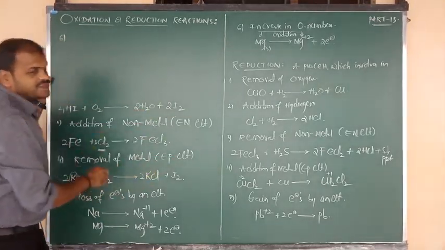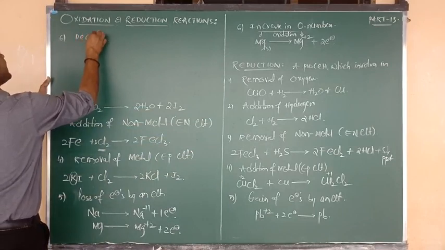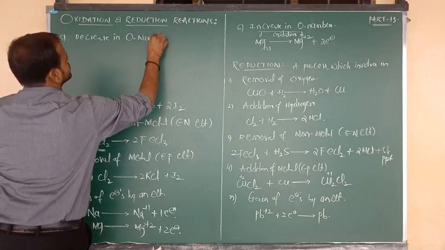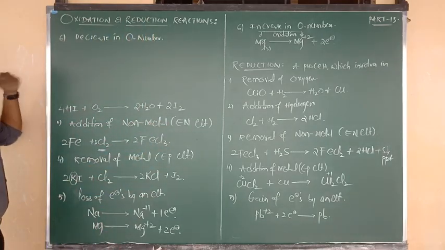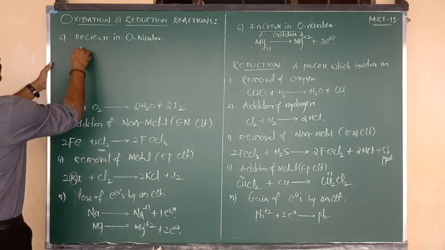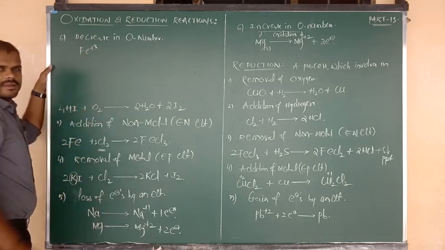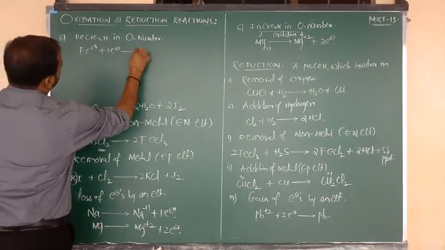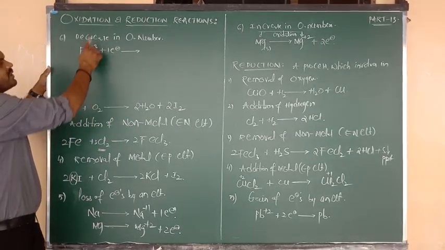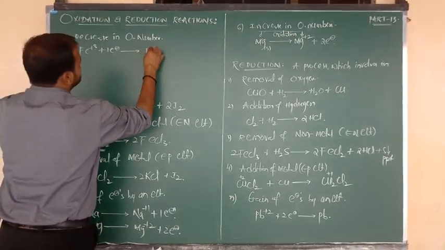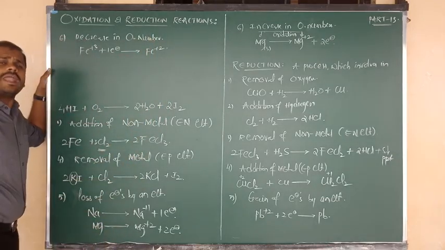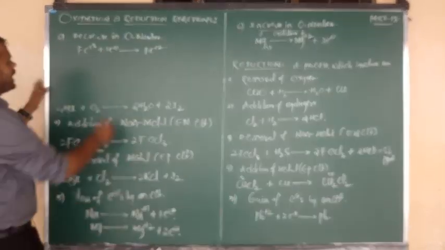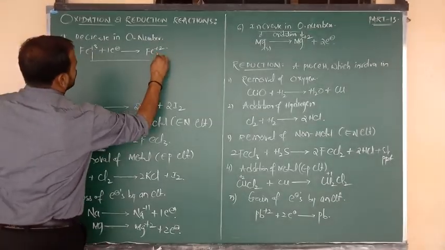So in reduction, the last definition is nothing but the decrease in oxidation number. First of all, I am going to show you an example. Fe plus 3 means it contains charge plus 3. Suppose it gains only 1 electron. By the gain of 1 electron, one charge is reduced, so Fe plus 3 becomes Fe plus 2. So what happened here? Reactant contains plus 3, product contains plus 2. 3 becomes 2, so oxidation number decreases.